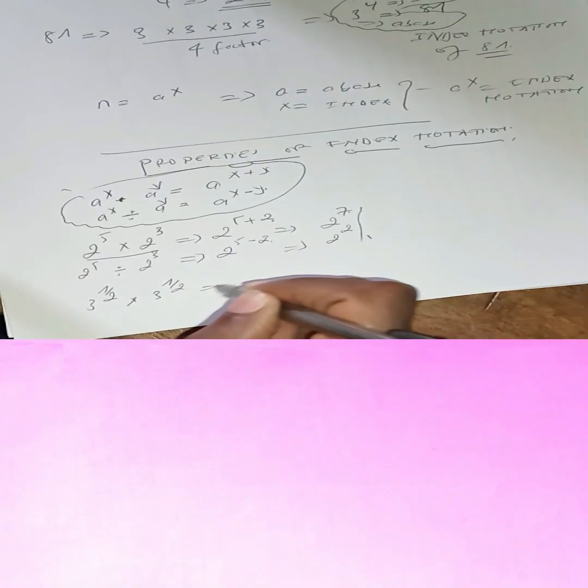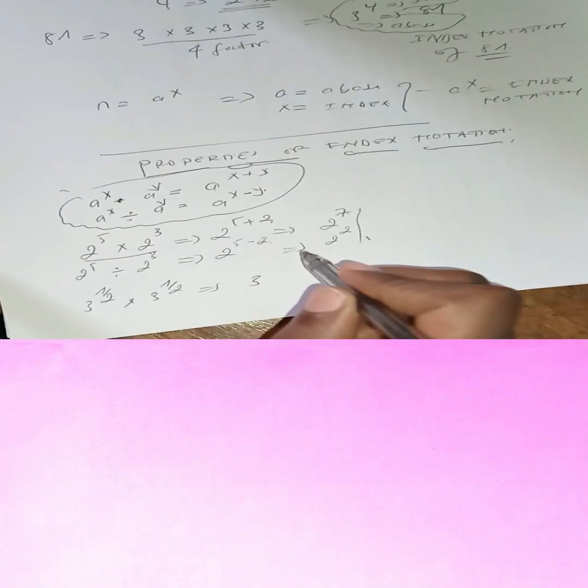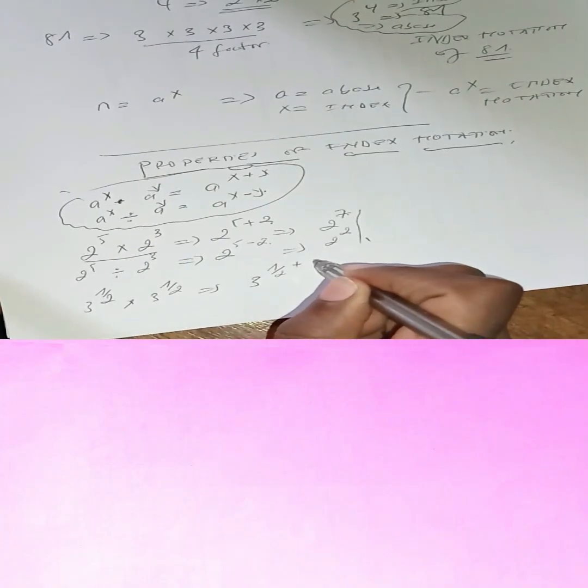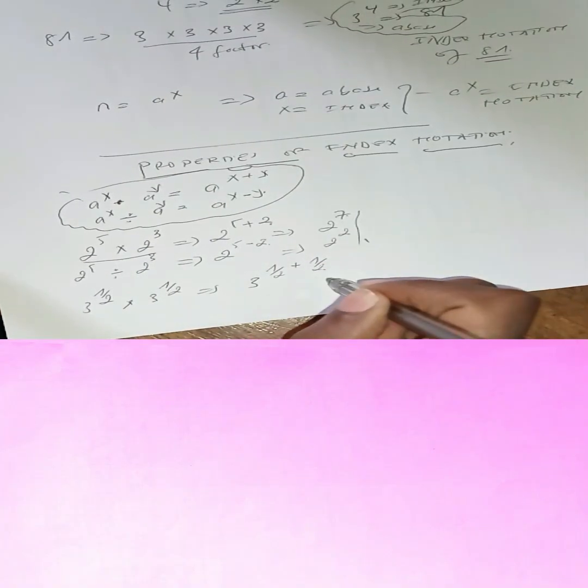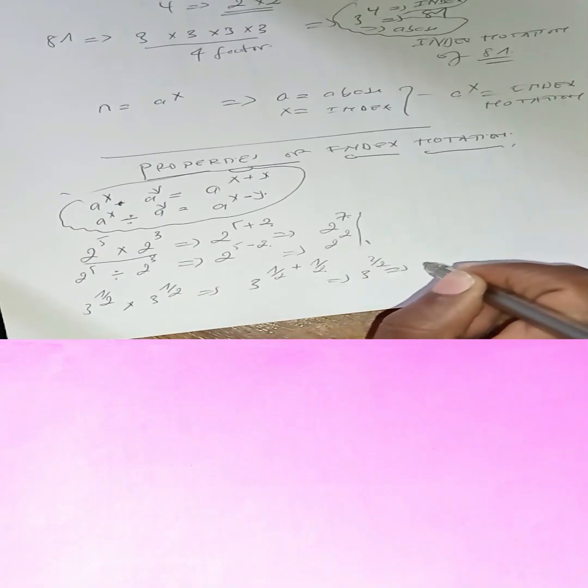3 times 3 power 1 over 2. Here, we will take 3 as our base, then add the powers: 1 over 2 plus 1 over 2, which will equal 3 power 2 over 2, which is equal to 3 power 1.